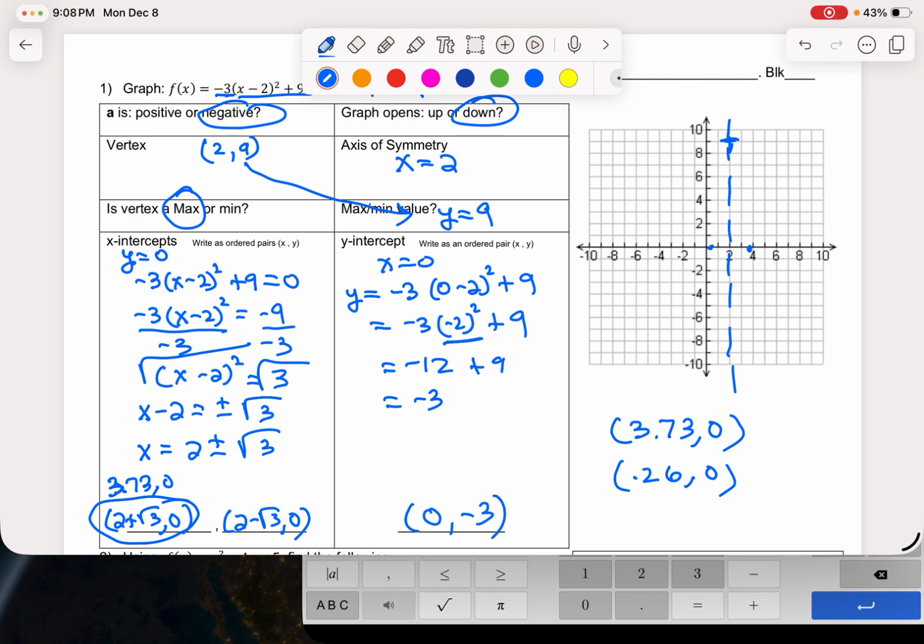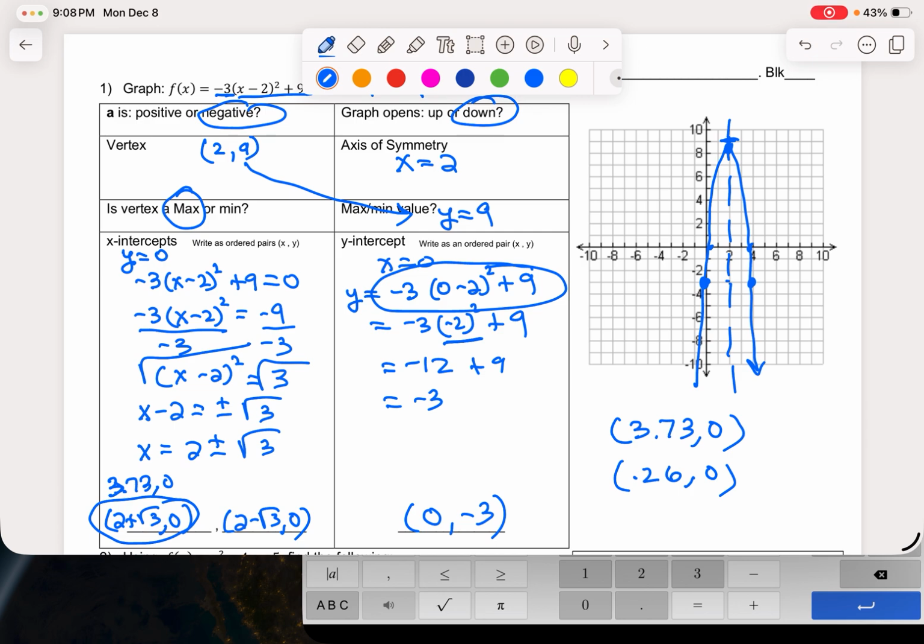I know you can do this on your calculator, I get it. So I'm going to plot (0, negative 3), which puts me right there. It's 2 units to the axis of symmetry, so I'm going to go 2 units over, and I've got my 5 points. Now if I plot those points and draw my curve, there's my graph. I've got my vertex, my 2 x-intercepts, the y-intercept and the reflected point.